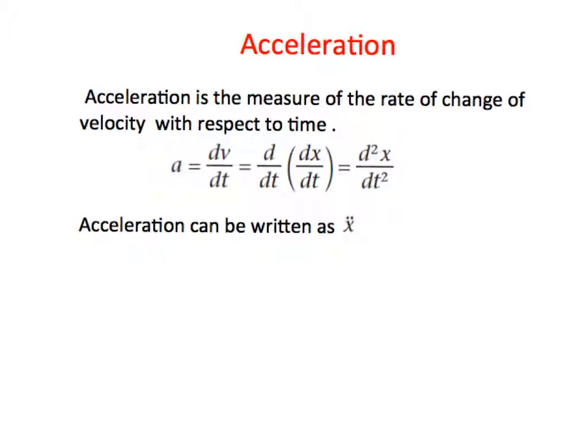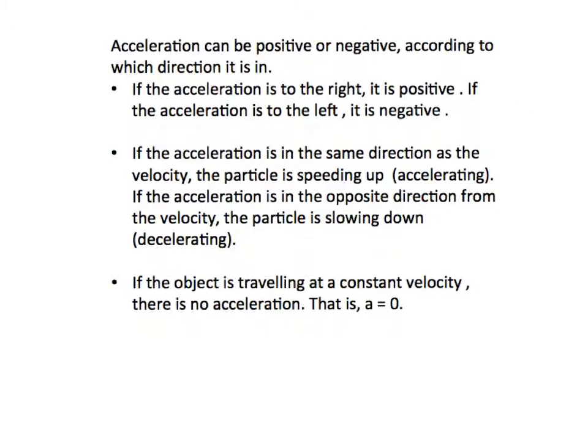Acceleration is the second derivative of displacement, or you can think of it as being the rate of change of velocity with respect to time. There's a couple of different notations you can use for acceleration. You can either say it's a, or dv/dt, or the second derivative of x, which is d squared x over dt squared. You can also see it written as x double dot. Acceleration can either be positive or negative according to the direction it is in. If acceleration is to the right, then you can say that acceleration is positive, and if acceleration is to the left, then you say acceleration is negative.